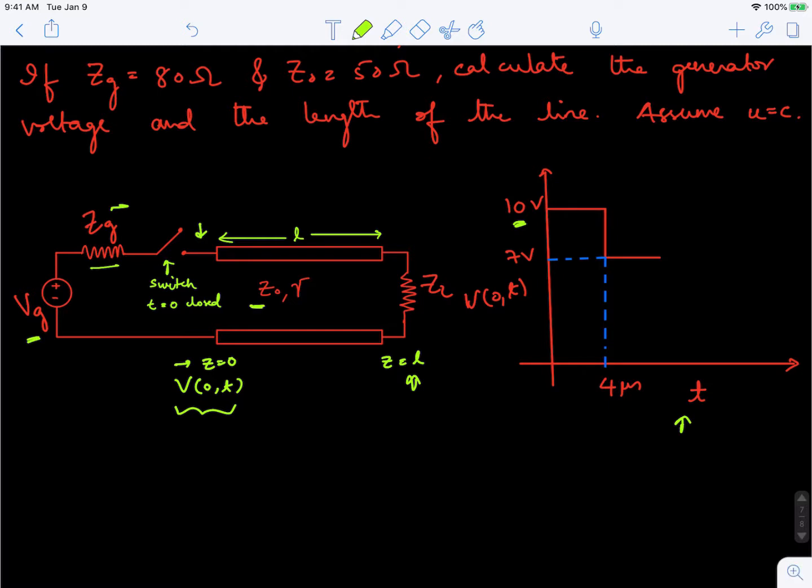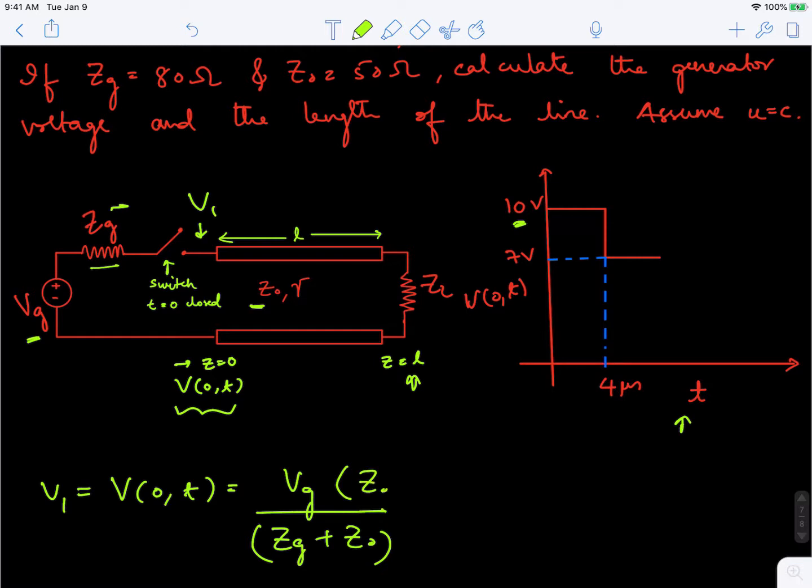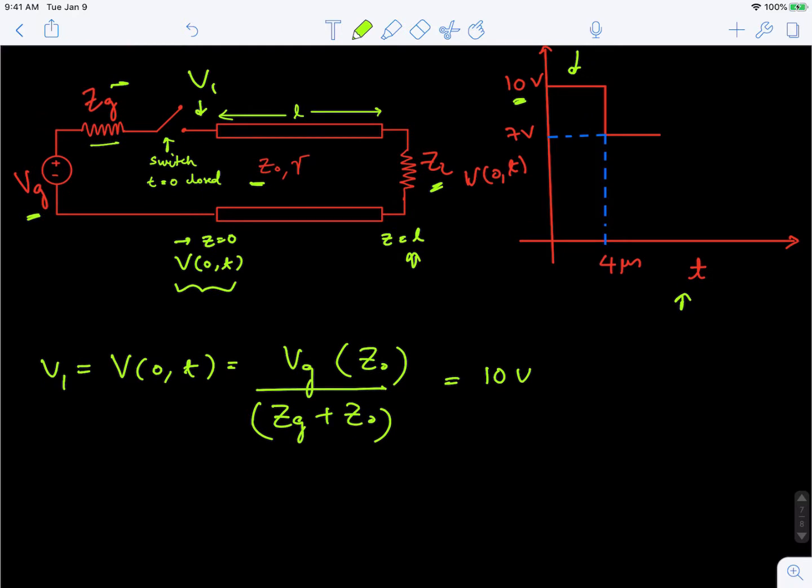So the voltage at this point, let's say V1, which is V(0, t), is equal to Vg divided by Zg plus Z0, multiplied by Z0. It doesn't see the load at this end at the very moment t equals 0. From the graph, this voltage is equal to 10 volts. So Zg is 80 ohms, Z0 is 50 ohms, V1 is 10 volts. What is Vg?